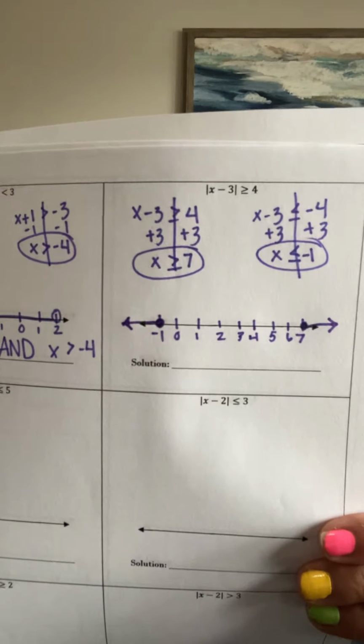So I'm going to do a filled in 7 and go away from it because it's the numbers bigger than 7. And then I'm going to do a filled in -1 and go away from it because it's the numbers that are smaller than -1. This time it looks like this. So instead of writing and, we're going to choose or because it's either bigger or it's either smaller. It can't be both. So x is greater than or equal to 7 or x is less than or equal to -1.